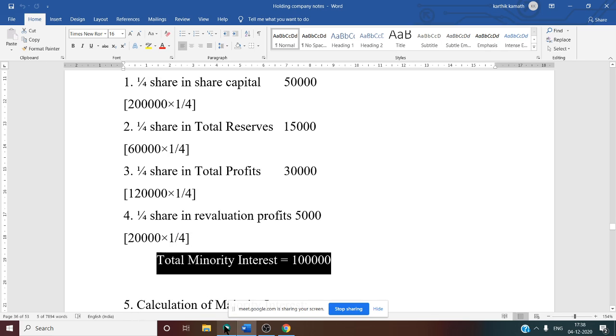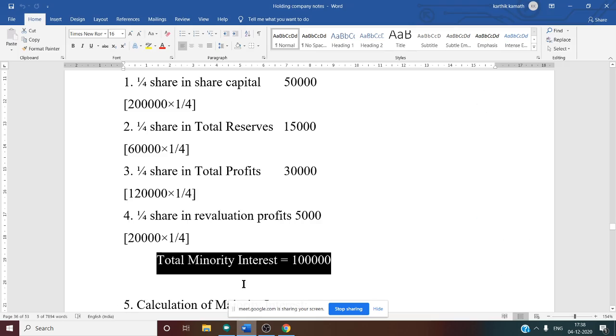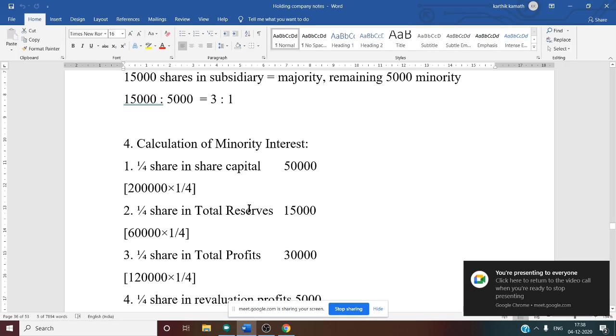So this 1 lakh you have to show on the liability side of the balance sheet separately. Why? Because this information belongs to outsiders, and the holding company is not interested in outsiders' information. That is why it still remains as a liability in the consolidated balance sheet. So that is the calculation of minority interest, working note number 4.